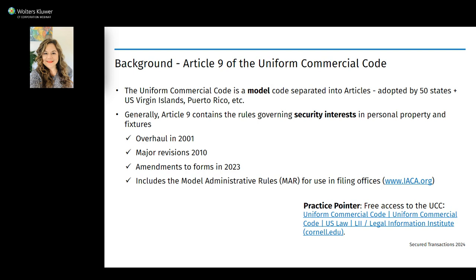So in terms of the background of Article 9, the Uniform Commercial Code is actually a model code, and we know there are a lot of model codes out there. This particular model code is adopted by all of the 50 states and outlying jurisdictions. Generally, Article 9 does contain all of the rules and procedures governing what's called security interests in personal property. In other words, where a lender, as long as they follow certain procedures that we'll get to a little bit later, will have a security interest in the robot, for example, with that young person. And it also involves the security interest in fixtures. We won't be getting into what a fixture is today. We have a separate presentation on that.